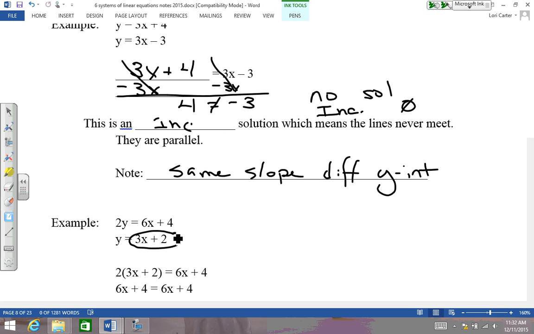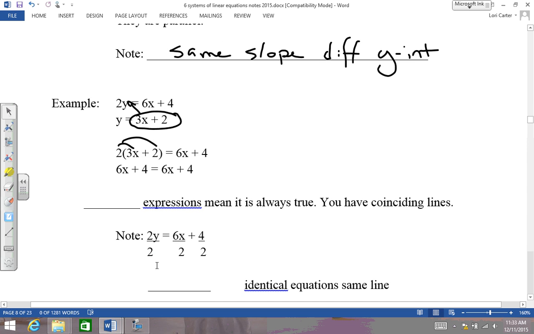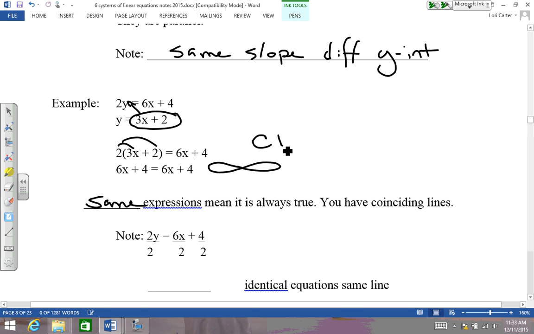Okay. So this one goes in here. So 2 times 3x plus 2 equals 6x plus 4. So 6x plus 4 equals 6x plus 4. All solutions. Same expression means always true. So this is another infinite, consistent, dependent line.